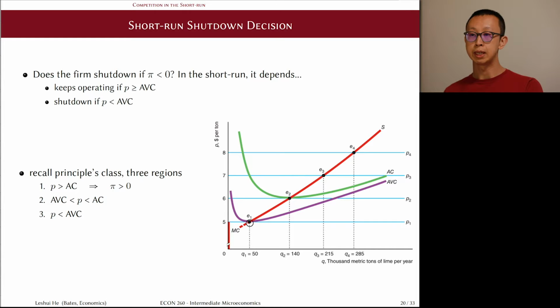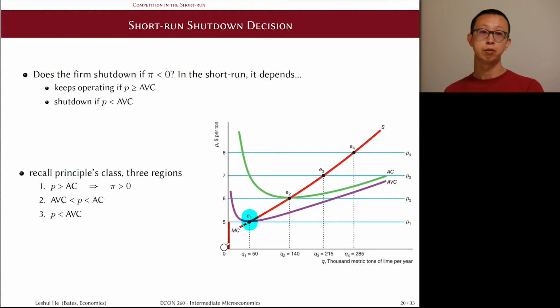And this point E1 here sometimes is being referred to as a short-run shutdown point. The short-run supply curve is therefore the marginal cost curve above this short-run shutdown point. And the supply curve just snaps back to zero for all prices below this point. These observations are actually quite general.